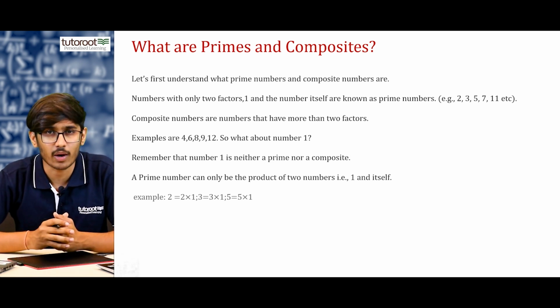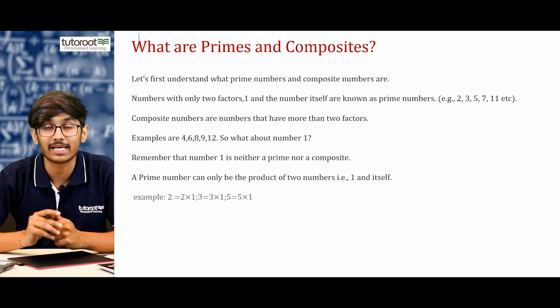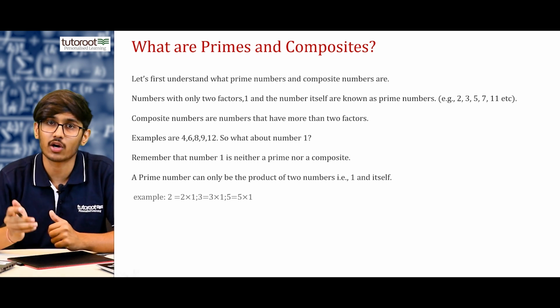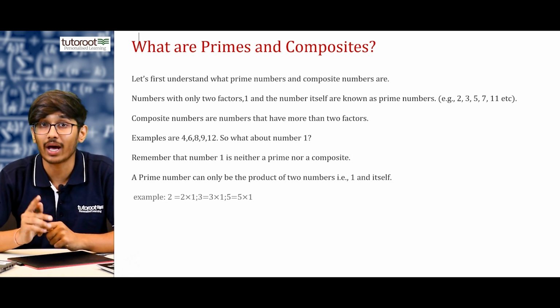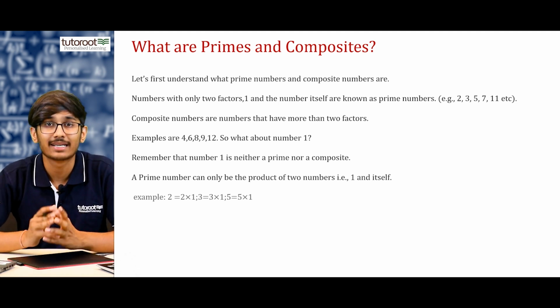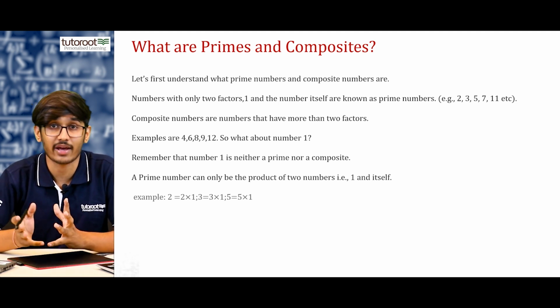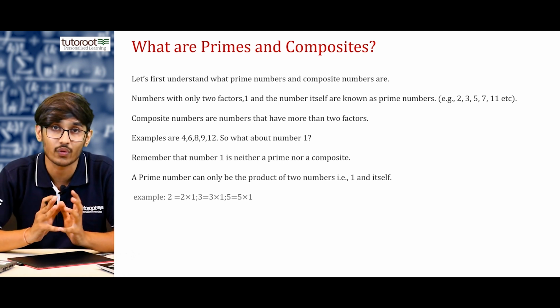So what about number 1? Remember that number 1 is neither a prime nor a composite. A prime number can only be the product of two numbers, that is 1 and itself. Example is 2. So 2 is 2 into 1. 3 is 3 into 1, 5 is 5 into 1, and it also comes in the 1 table.